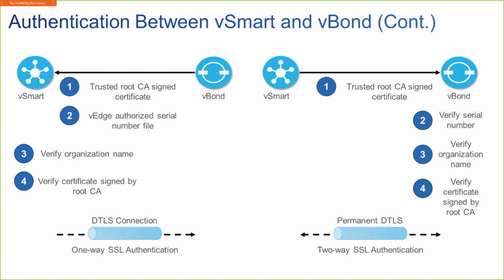We're going to use our chain of trust to extract the organization name from the certificate and compare it to the organization name that's configured on the orchestrator. If the two organization names match, then we know that the organization of the vSmart controller is accurate as well.